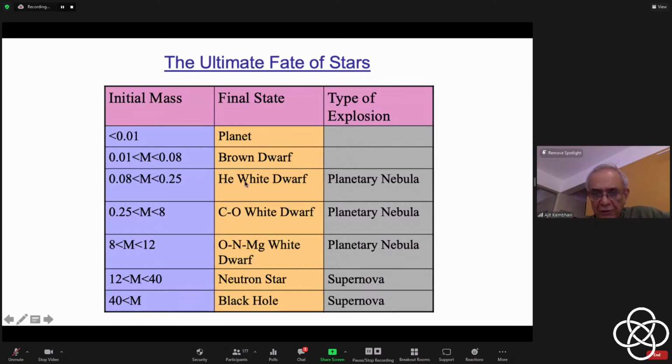So you get a helium white dwarf, a carbon-oxygen white dwarf, and an oxygen-nitrogen-magnesium white dwarf. Whereas if the starting mass is between 12 and 40 solar masses, then a neutron star will be formed. And for M greater than 40 solar masses, you get a black hole. So therefore, you can say that black holes with mass comparable to the mass of stars would be formed during the evolution of stars. So they're pretty well worked out.